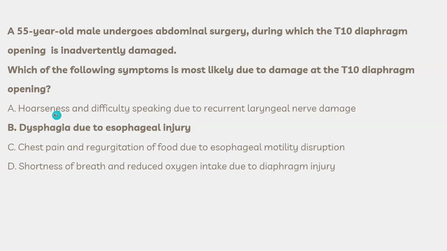The other answers: hoarseness and difficulty in speaking due to recurrent laryngeal nerve damage. The recurrent laryngeal nerve doesn't even go through the T10 hiatus. It doesn't even go through any of the openings. So that would be wrong. C, chest pain and regurgitation of food due to esophageal motility disruption. This is regarding peristalsis of the esophagus, and it's irrelevant to the diaphragm opening.